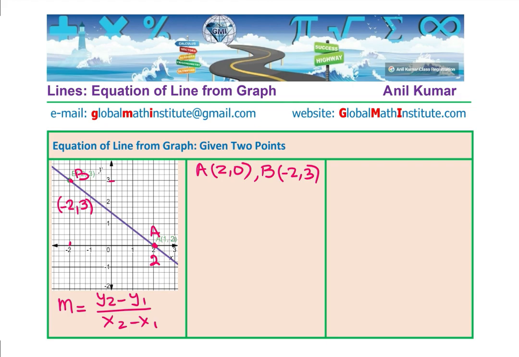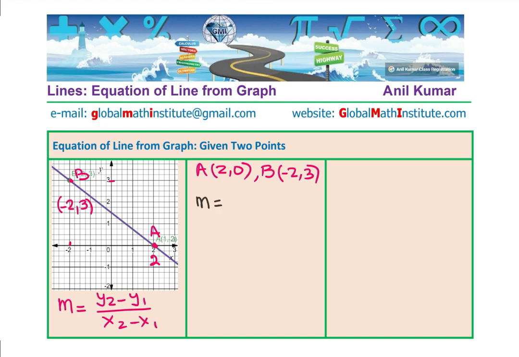Now, any one of these points could be considered the first point. You get the idea, so there is no fixed format in this. But if you consider B as the first point, then A will be the second. Right. Now let us use this concept and find the slope first.